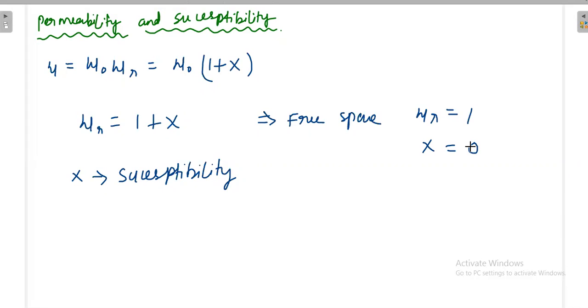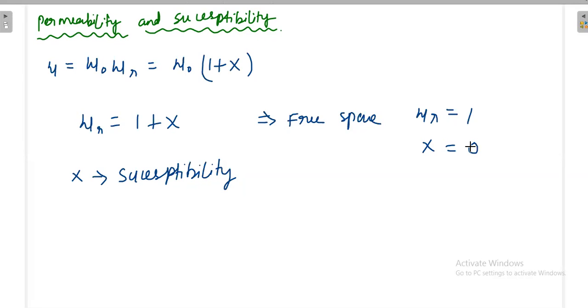Can the susceptibility be negative or can it be positive? That you should analyze. Can the mu r value be less than 1? Any idea? We say mu r is minimum 1, is there a chance it can be less than 1? Anyway, you know it will be greater than 1. Is it possible to have a mu r value less than 1?